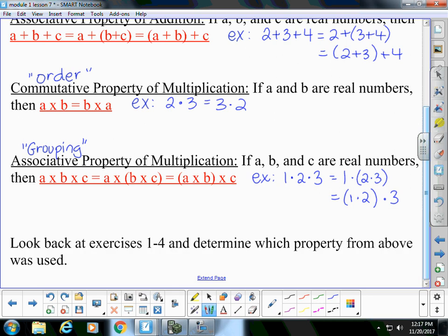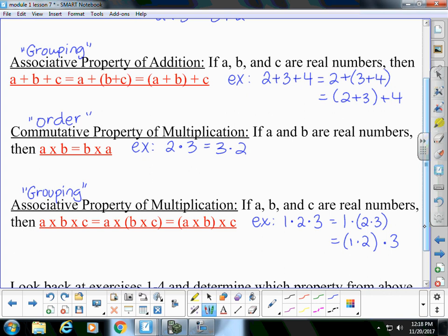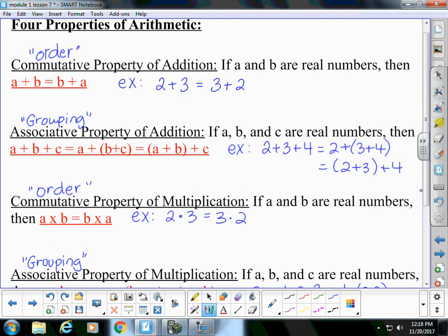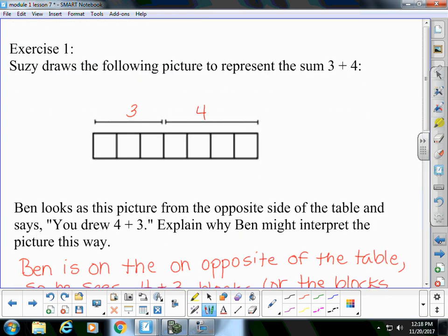Okay, so those are the 4 properties. So now what they want us to do is look back at the first 4 exercises and tell which of these properties are being demonstrated. So we've got the associative property of multiplication, the commutative property of multiplication, the associative property of addition, and the commutative property of addition.